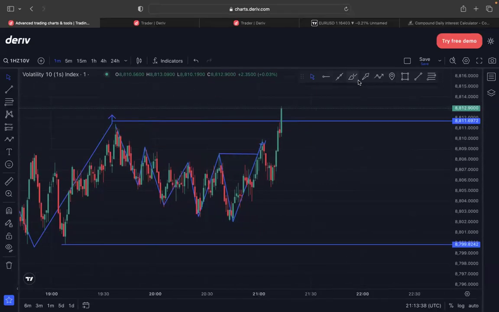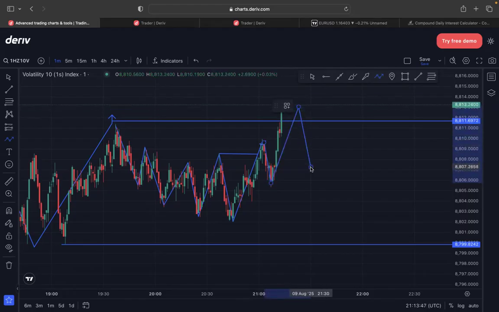This is what I'm probably going to wait for here. Once I have this break of structure, right? I have had this break of structure now. I'm just going to wait for another pullback, and I'm going to trade another break of structure like this, right? I'm going to trade around this here to give me another break of structure. It's as simple as that, guys.